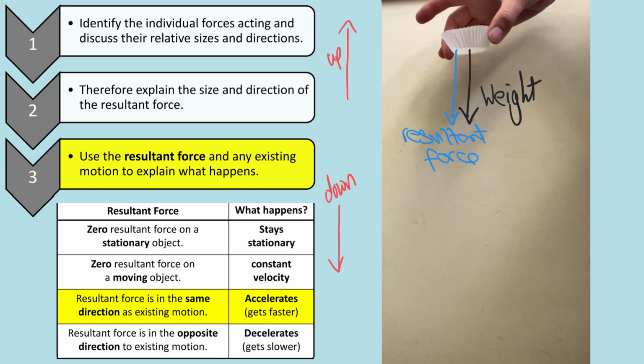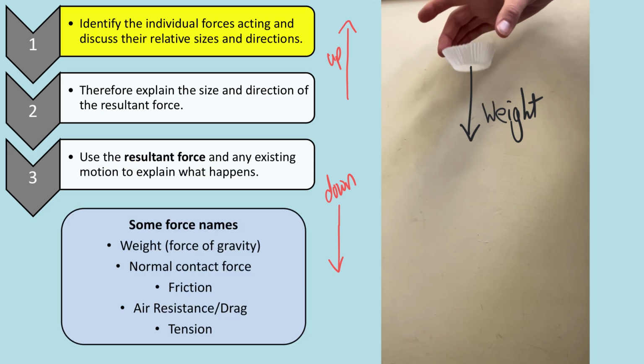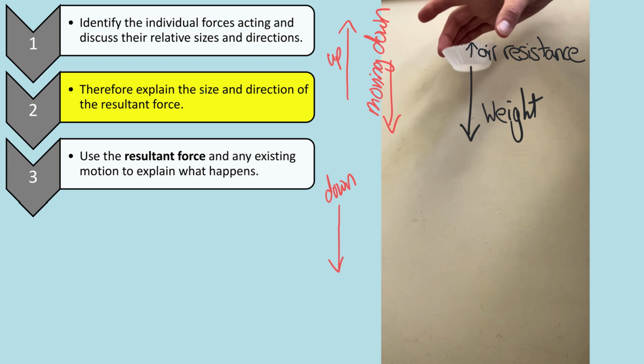Now let's consider things again a little moment later when the cupcake case is moving down slowly. We still have the weight force acting down, which is exactly the same size as before, but now because it is moving slowly down, we have an air resistance which is acting up. Remember that the resultant force will be the single force that would have the same overall effect as the weight acting down and the air resistance acting up. Therefore, the resultant force is still down, but is a little bit smaller than before.